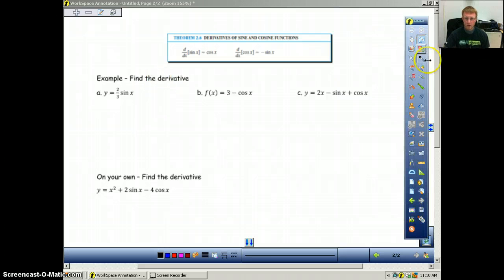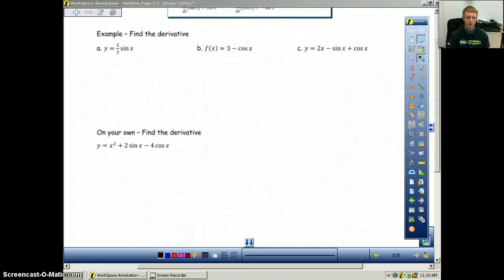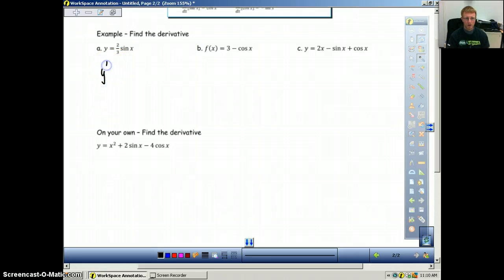So what you see here is, you see like we have 2/3 sine of x. Well, the 2/3 is just going to be, it's in front of it, so that's going to stay. Okay, it's like, if we were doing a power rule, we would multiply 1 times 2/3 and the 2/3 would stay. So therefore, y prime here is just simply 2/3, and instead of sine of x, it's going to be cosine of x.